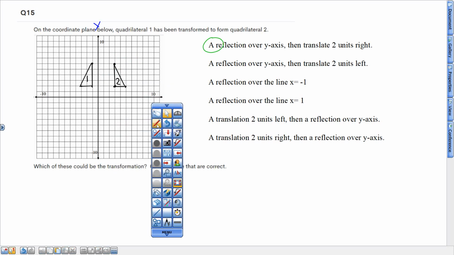If I do a reflection over the y-axis again like I just did, but then move it to the left, it's moving over here. That's not what you want. So that one, no good.